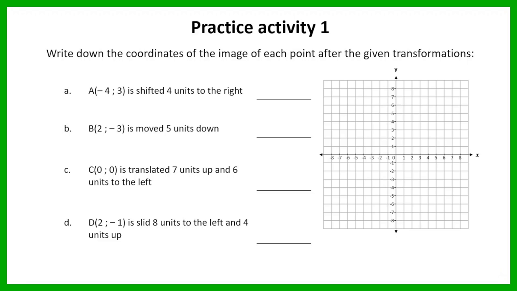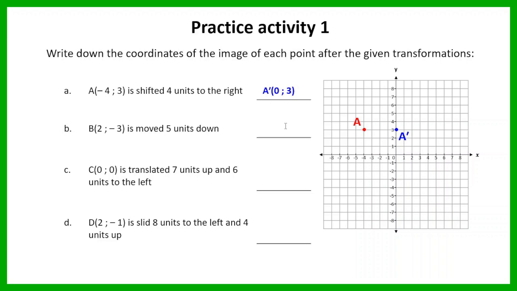Okay, so let's go through that quickly. The first one you had to do was point A. Point A has the coordinates minus 4, 3, and that is going to be over here. So there's my point A. Now we're going to shift it 4 units to the right. So I'm going to go 1, 2, 3, 4, and that's where I'm going to end up. This is going to be my point A prime, and that has the coordinates 0, 3. So after A, which is minus 4, 3, is shifted 4 units to the right, it becomes A prime, which is 0, 3.